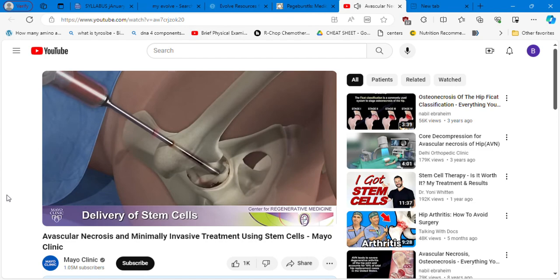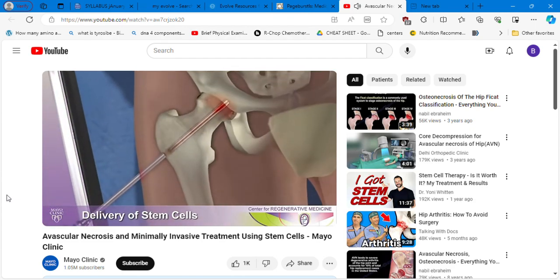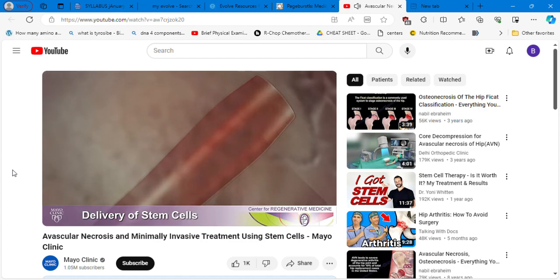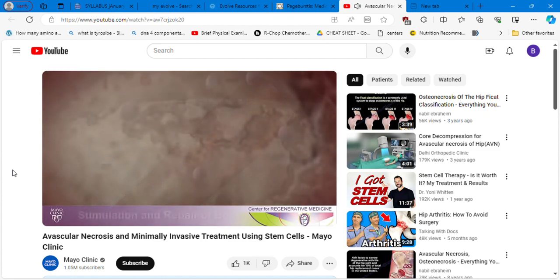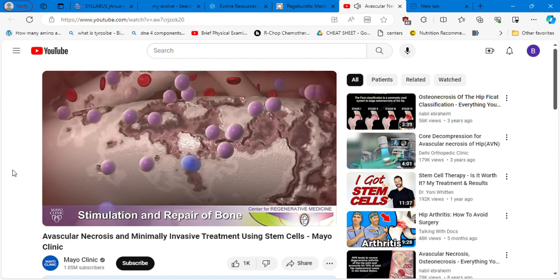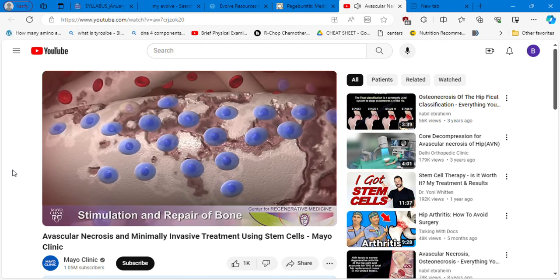This procedure is relatively new in the United States. It's been done in Europe longer, and the studies have shown that in stages 1 and 2 avascular necrosis, we can save a patient's hip over 80 to 90% of the time with this procedure. We have also found that same data in our patients at Mayo Clinic and are able to save many hips where we would not have previously been able to do so.